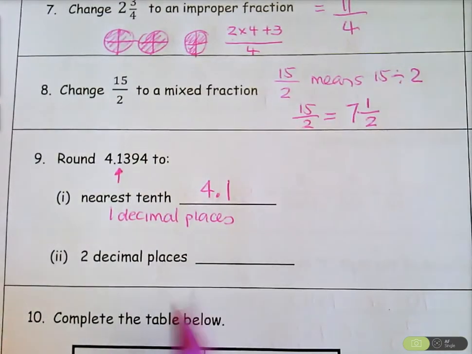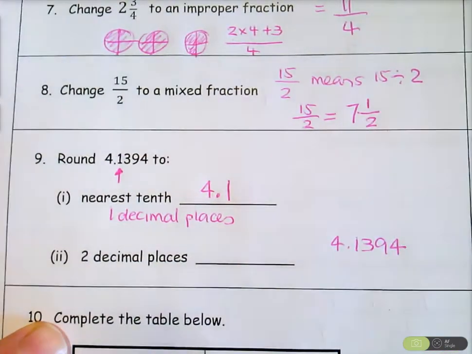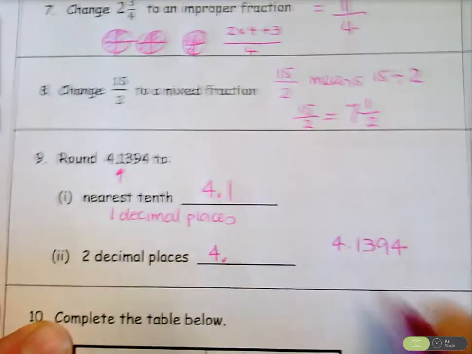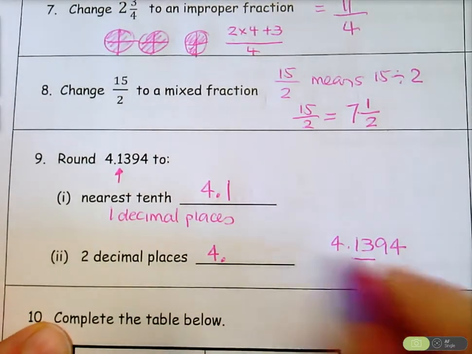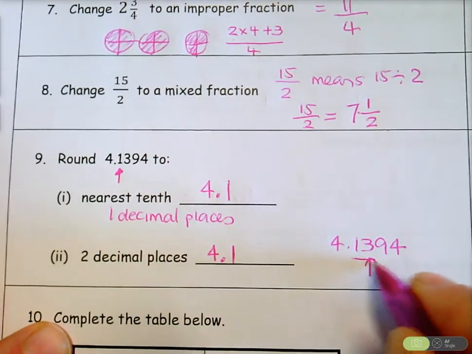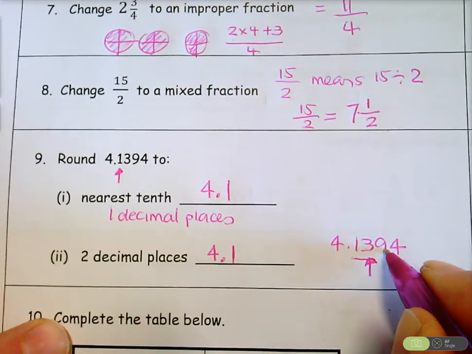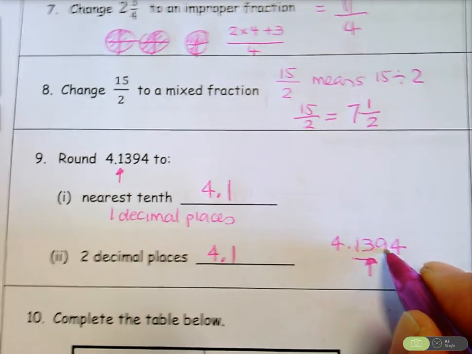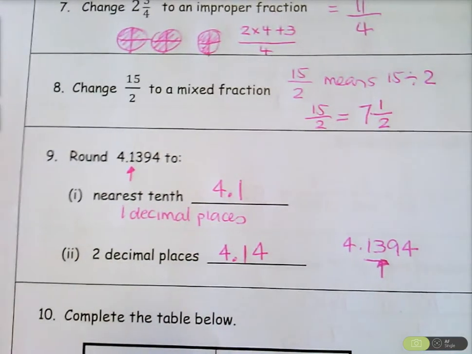The next bit, round that number 4.1394 to 2 decimal places. So I'm going to have 4 point and I need 2 numbers. So the 1 will stay the same, but the 3, does it stay as a 3? It becomes a 4 because after the 3 is a 9, which is 5 or more. 4.14.